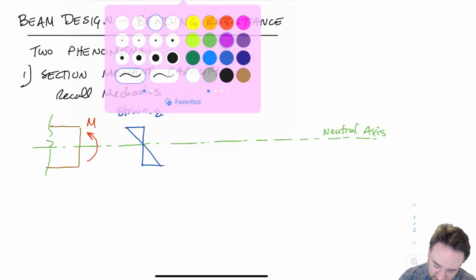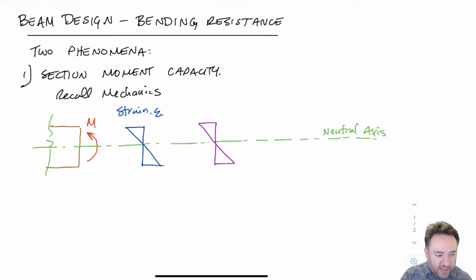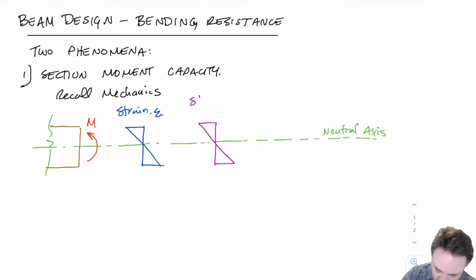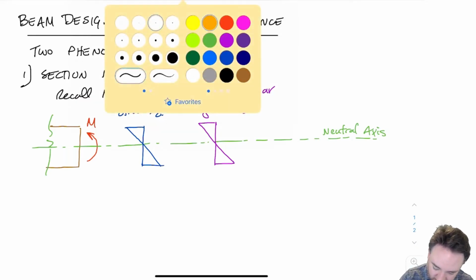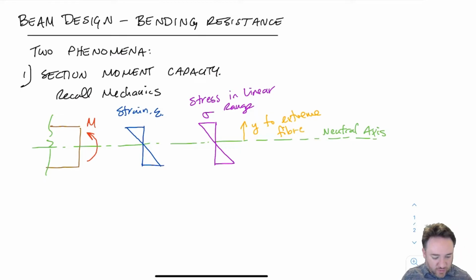So then if I want to look at the stress in the beam, as long as I'm still within the linear range of the material, so I haven't started to crush anything or lose stiffness, then my stress is going to also look like that. So this is explicitly the stress in the linear range of response. And this one we can call sigma. And you'll recall that if I want to calculate the strength of this, I need to look at the distance to the extreme fiber on either the tension side or the compression side, depending on which failure I'm looking at.